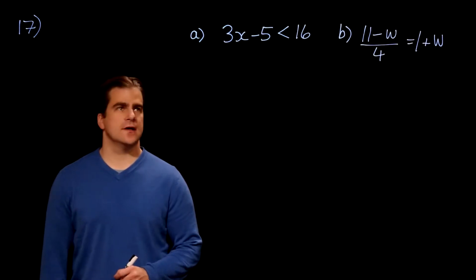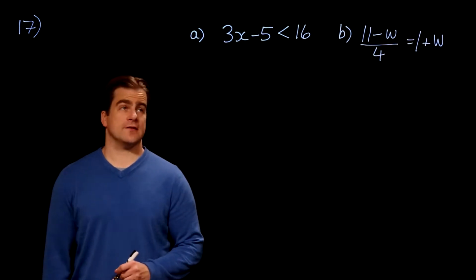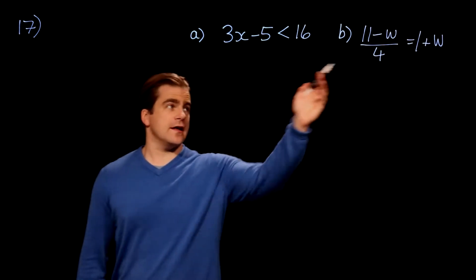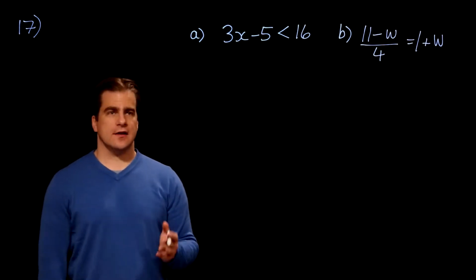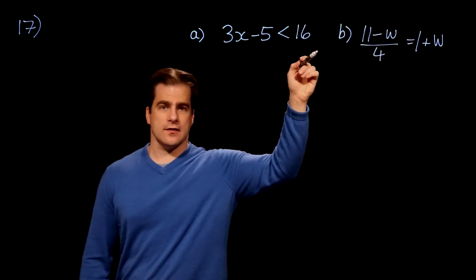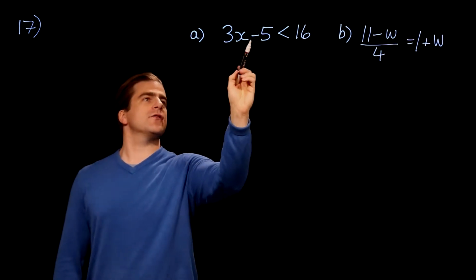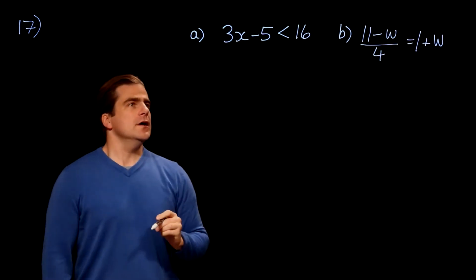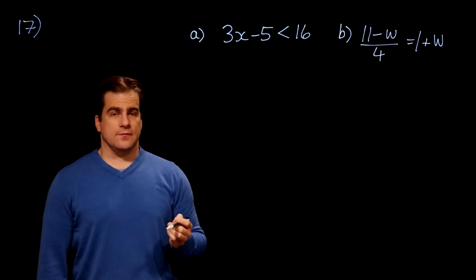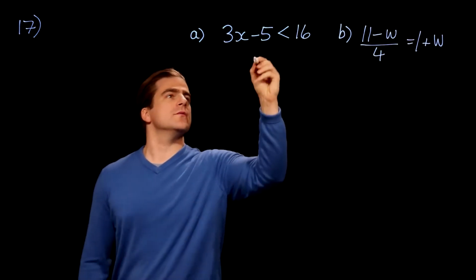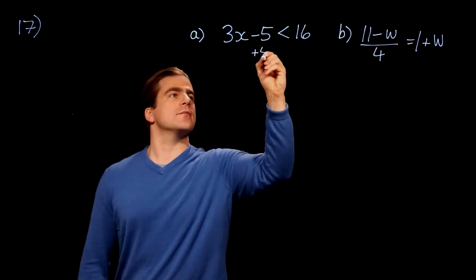Question 17. Part A. Solve 3x minus 5 is less than 16. With inequalities and equations, your objective is to get all the x's on one side and everything else on the other. So we'll leave the 3x on this side and we'll take everything else over here. So we'll start with the minus 5. So how do we get minus 5 over here? Well, we add 5 to both sides.